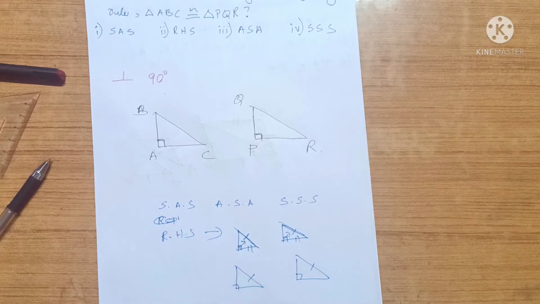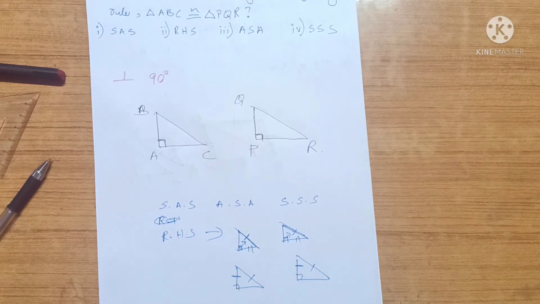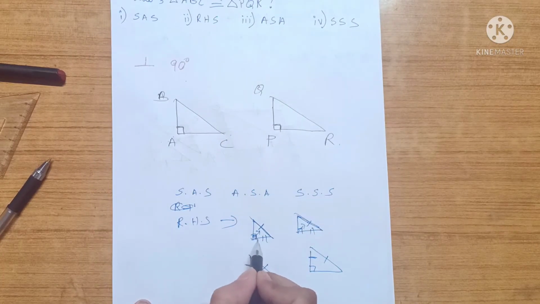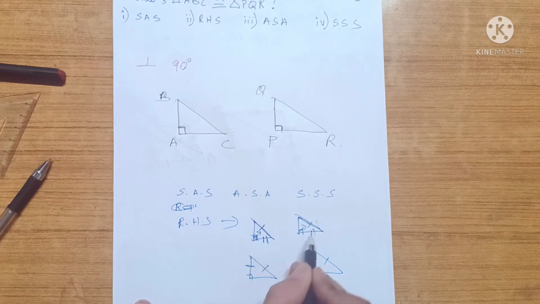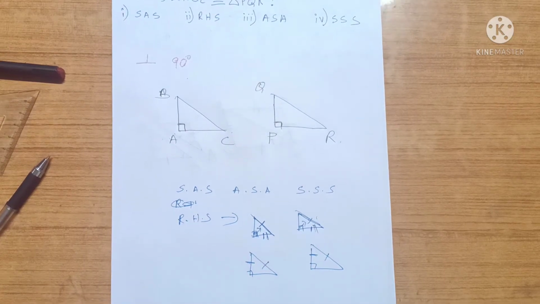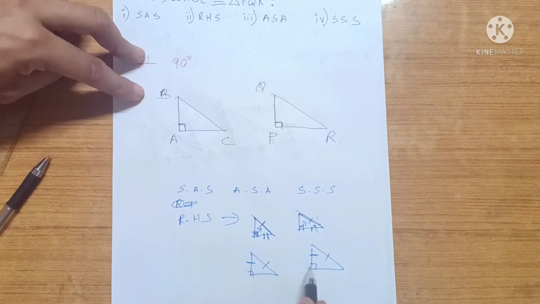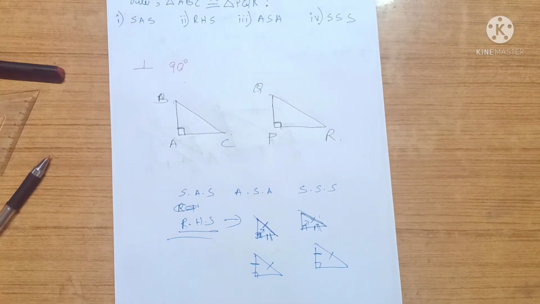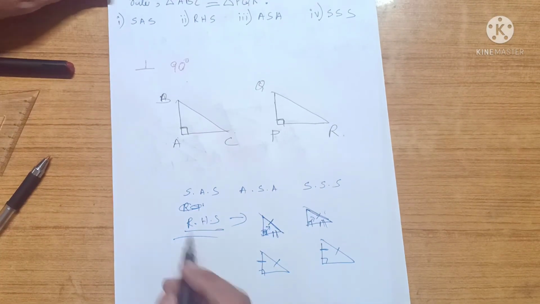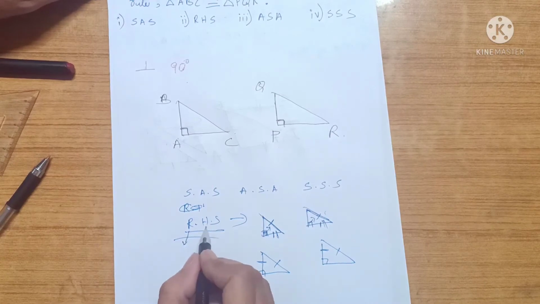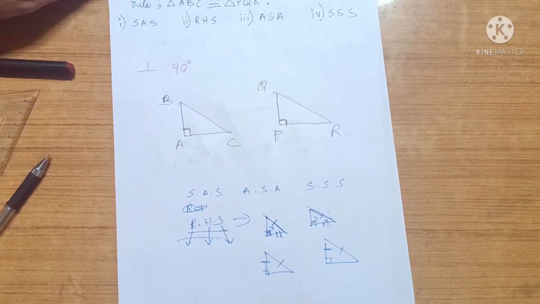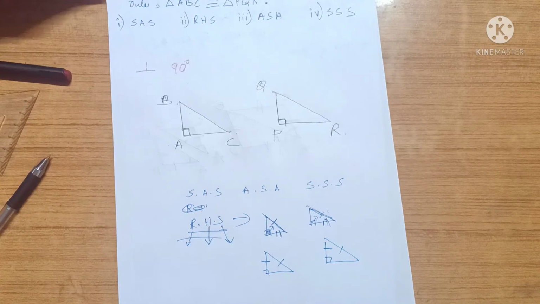So it can be literally 90, this is same, the hypotenuse, and this side will be same. Or 90, hypotenuse, and this side is same. So any side. So then if they're equal, then we can say they are congruent by RHS rule. So RHS rule means right angle, hypotenuse, and then side. Right angle, hypotenuse, and one side.